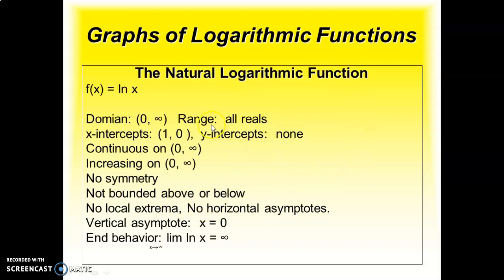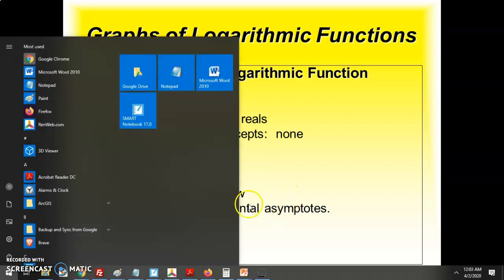When you're graphing a natural log function, let me pull up Desmos here so I can show you what it looks like. But these are all the different features of it here. It is kind of like an exponential function, only it grows more gradually. So let's check it out here with good old Desmos.